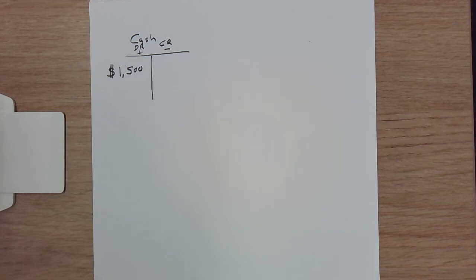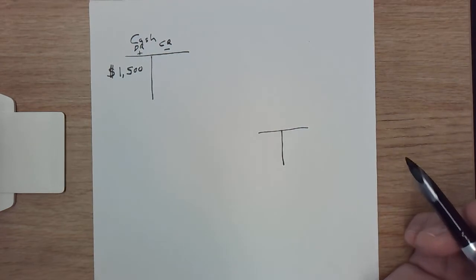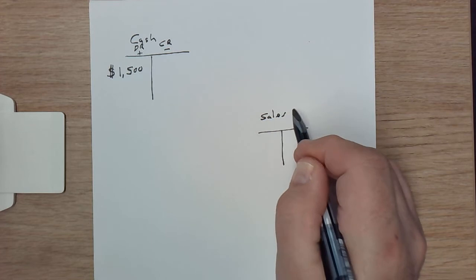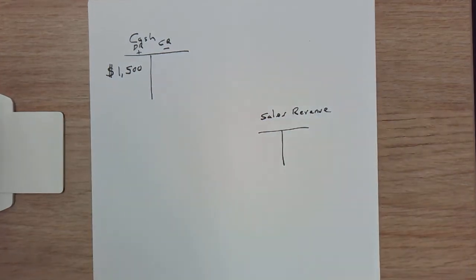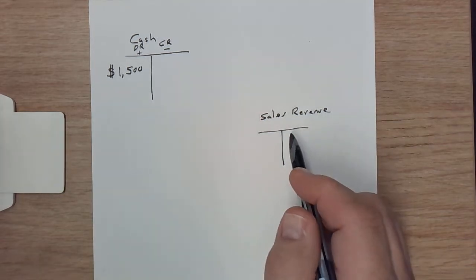Well, I told you that we made sales, right? We made a sale of $1,500. So you would have an account, perhaps it's called sales revenue. Some of the names of the accounts could vary slightly, but it would be some sort of revenue account. Remember that your asset accounts, such as cash, wind up on the balance sheet. Revenue accounts wind up on the income statement.